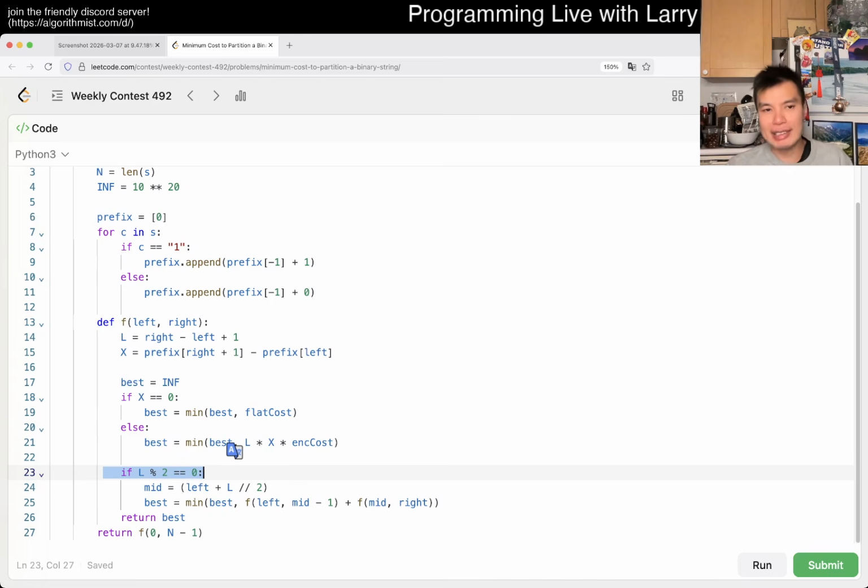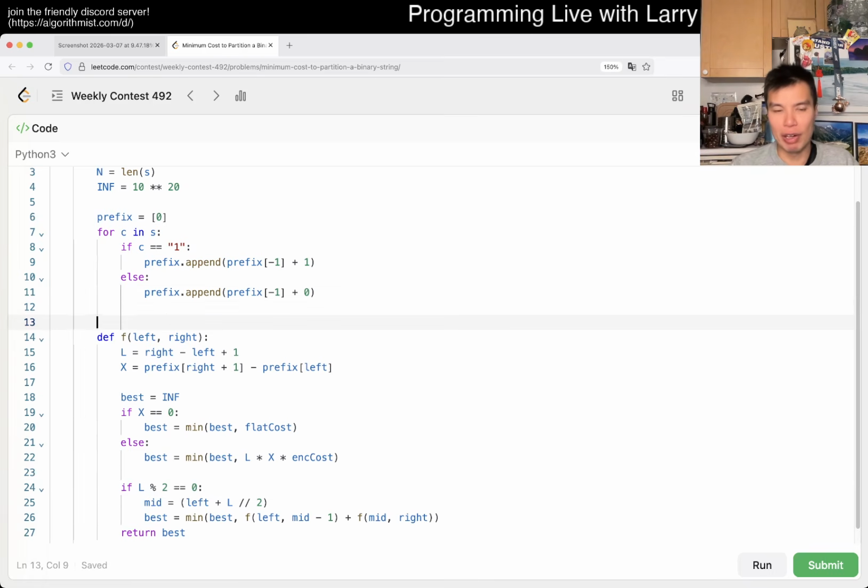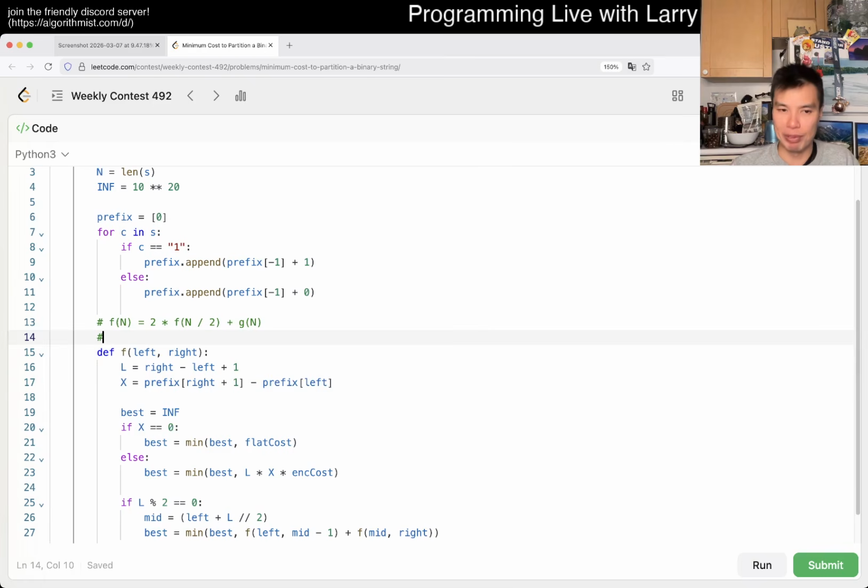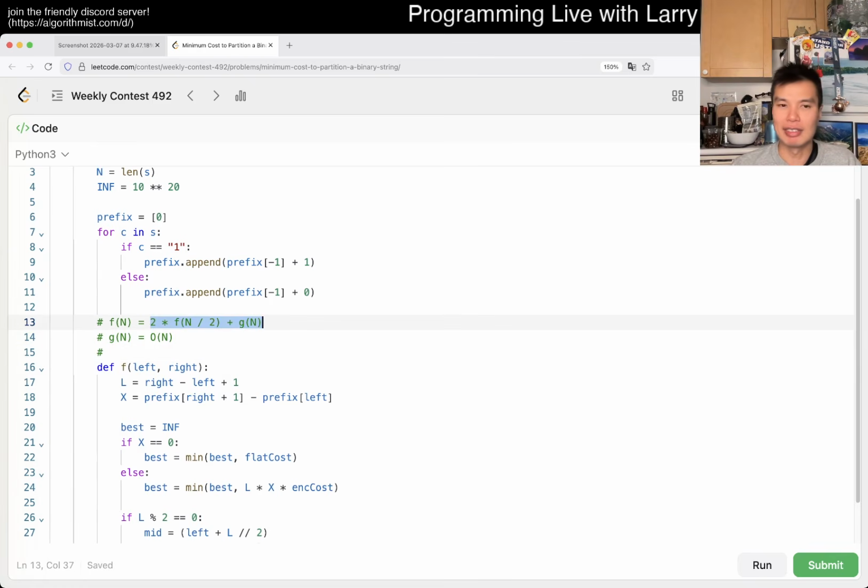Because now you have the recurrence of f of n is equal to 2 times f of n over 2, plus some, let's say g of n for now. This is the part why we need the prefix sum. Because if g of n is equal to O of n, then what is this recurrence? I actually forgot. It is not good, is what I was going to say.